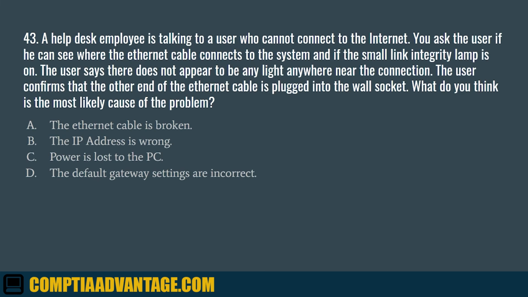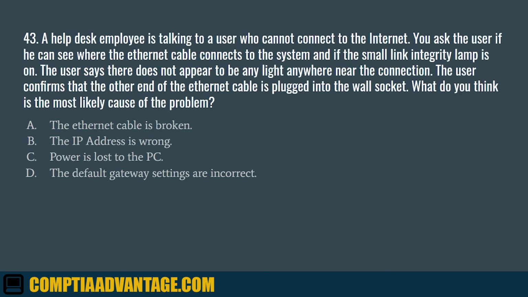Question 43. A help desk employee is talking to a user who cannot connect to the Internet. You ask the user if he can see where the Ethernet cable connects to the system and if the small link integrity lamp is on. The user says there does not appear to be any light anywhere near the connection. The user confirms that the other end of the Ethernet cable is plugged into the wall socket. What do you think is most likely cause of this problem?